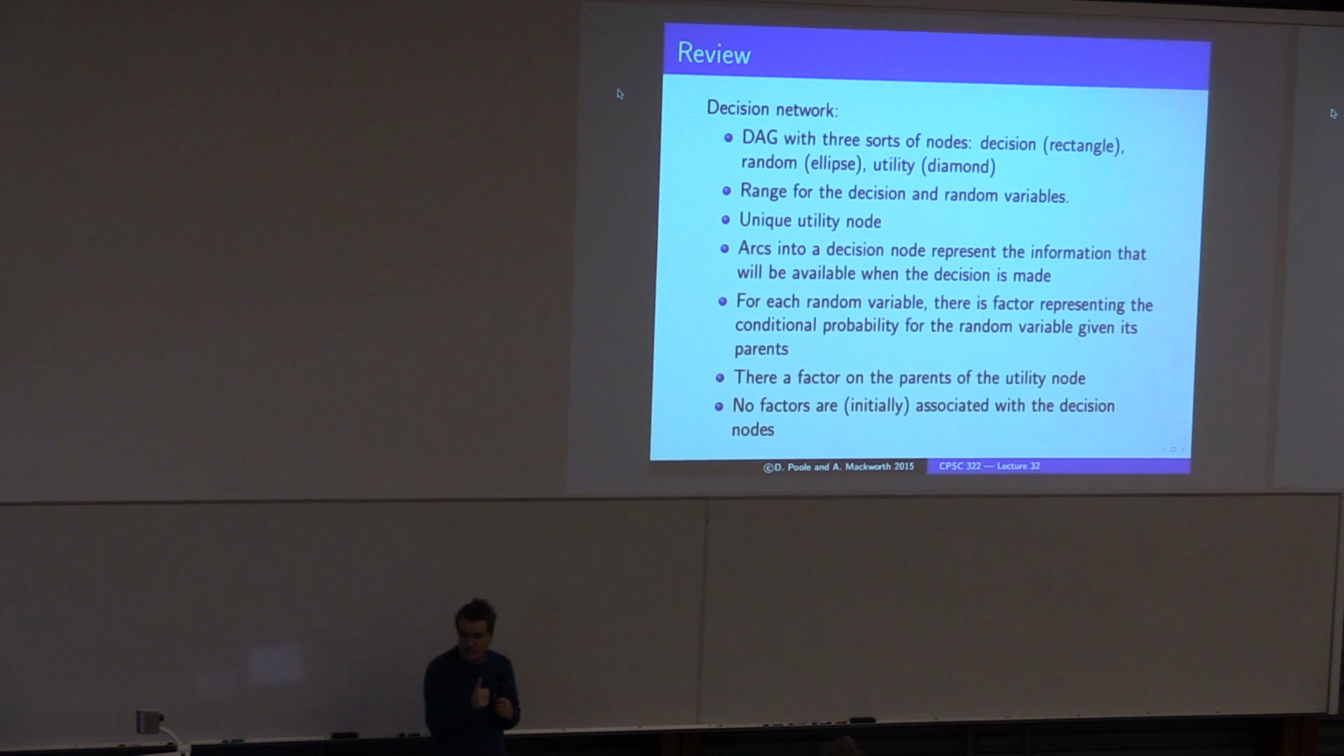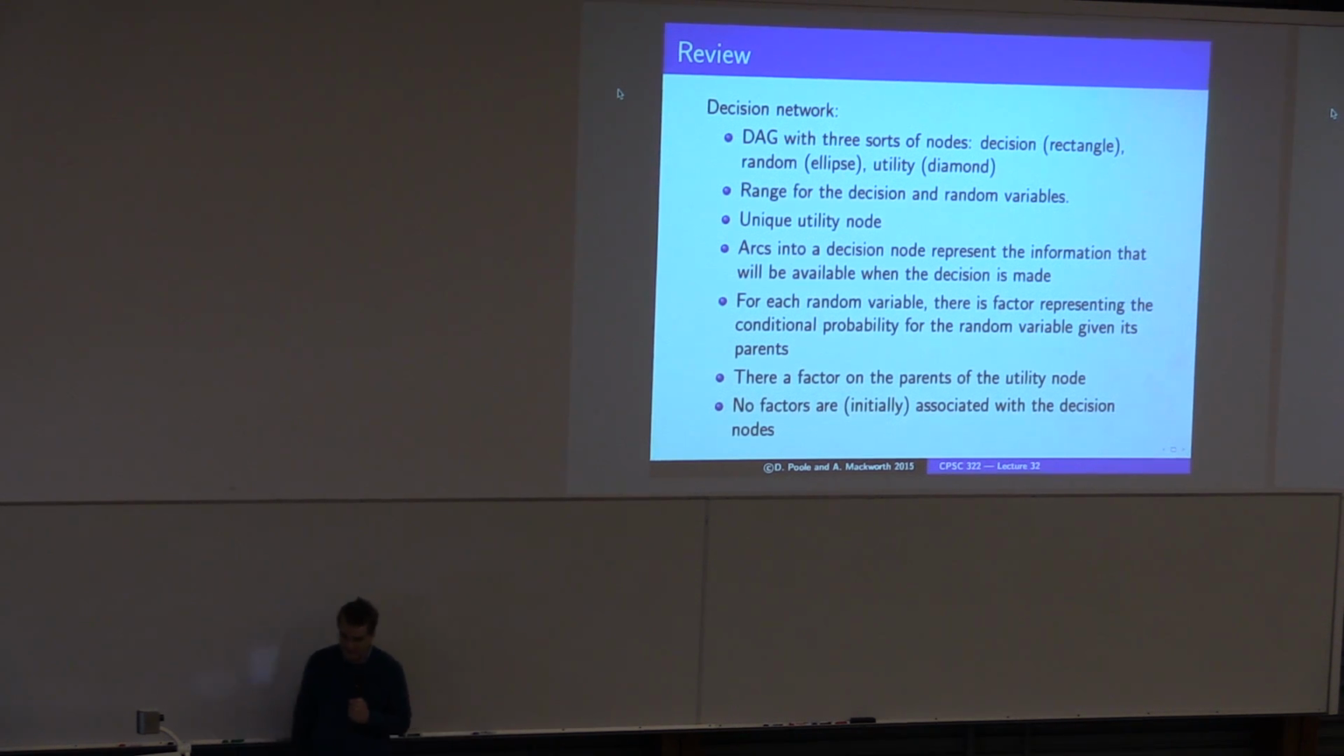Now the arcs into the decision node represent the information that will be available when the decision's made. So this tells about what information we will know when we make a decision. And for each random variable, there's a factor representing the conditional probability of the random variable given its parents. And there's a factor for the utility, which is a factor on the parents of the utility node. And there are no factors associated with the decision nodes. Okay, any questions about that?